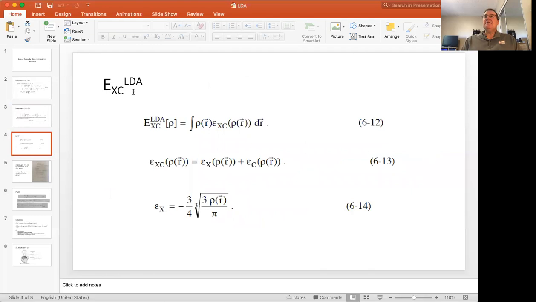So here's E_XC for LDA. We write it as basically an energy density per particle. We multiply it by the number of particles at a point, that's the density, and you integrate over all space. We break that up into 2 terms in order to make it a little more manageable, the exchange part and the correlation part. And the exchange part for the uniform electron gas, we know what it is, and it is just rho to the 1/3 with some constants. That's nice and easy.